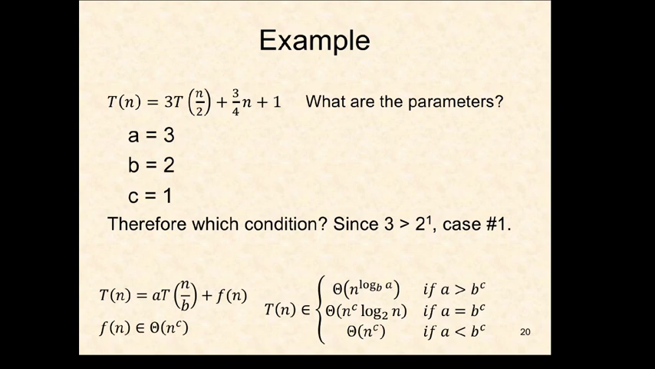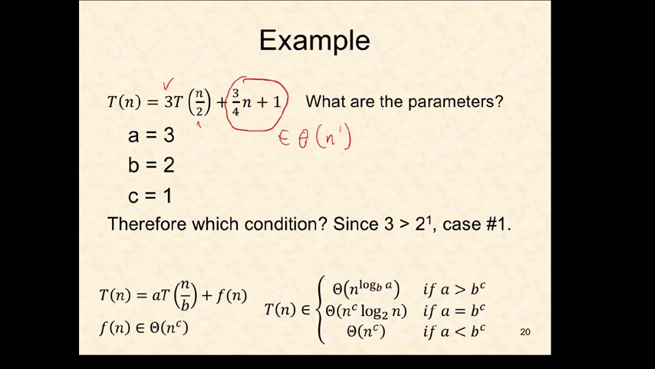So let's look at an example here. I've got a recurrence relationship that I wrote down: T(n) = 3T(n/2) + (3/4)n + 1. So we have to figure out what the parameters are. a is equal to 3, that's the value out front. b is the divided by 2. And then c is equal to 1 because this portion is of the form, an element of big theta of n to the first power. That's it. The big O or big theta of that thing is a polynomial.